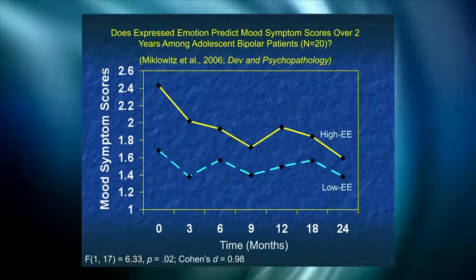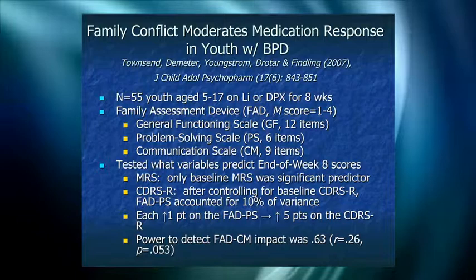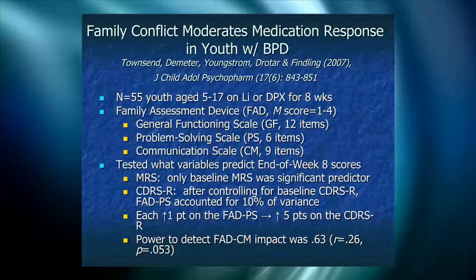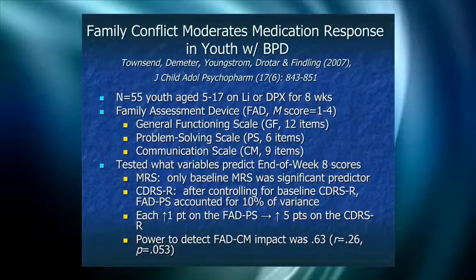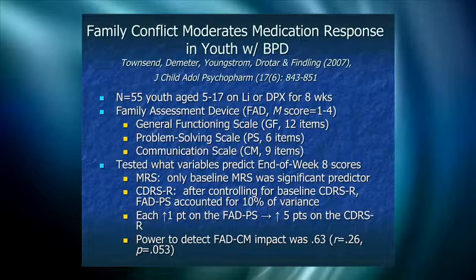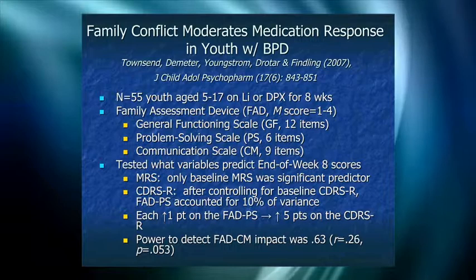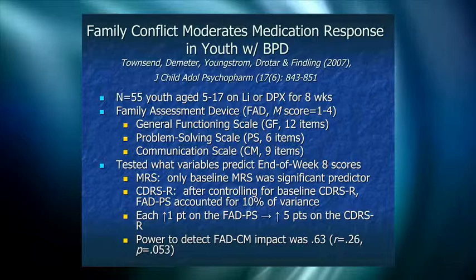Family conflict moderates medication response in youth with bipolar disorder. This is a group out of Case Western Reserve University: 55 youth aged 5 to 17 who were prescribed either lithium or divalproax for 8 weeks. This was a medication study, but they threw in some nice little family measures. They looked at the Family Assessment Device, the general functioning scale, the problem solving scale, and the communication scale, and tested what variables would predict end of week 8 scores, with a baseline score and an end of week 8 score at the end of the clinical trial. On the mania rating scale, only the baseline MRS score was a significant predictor.